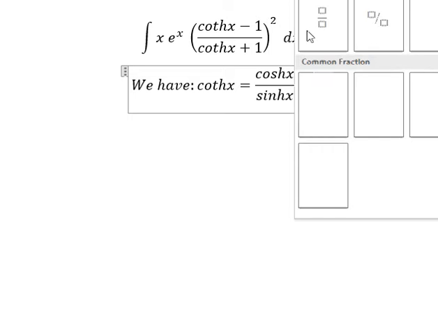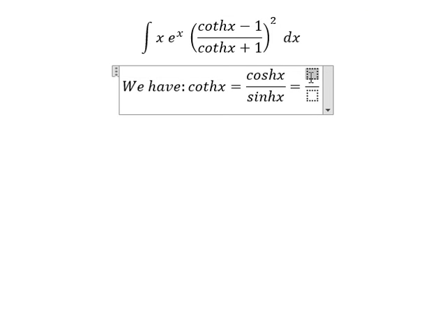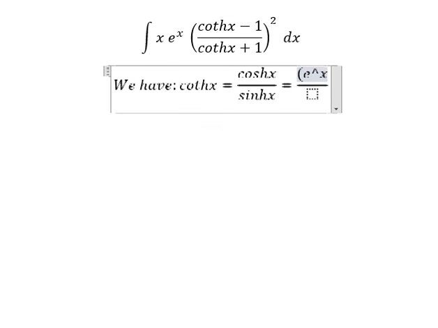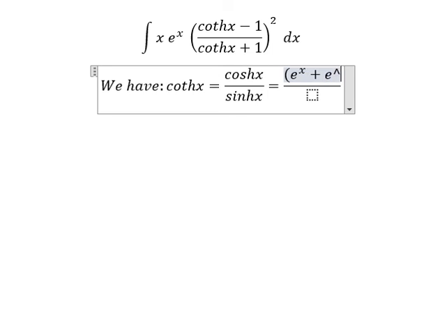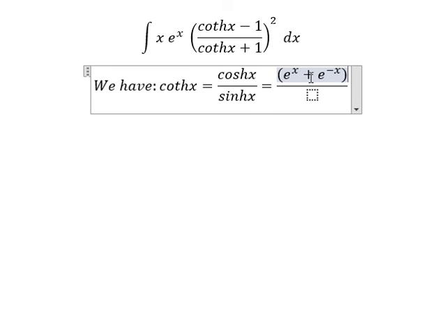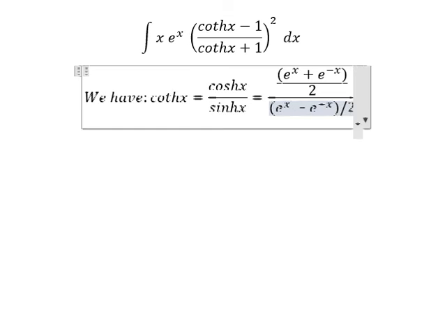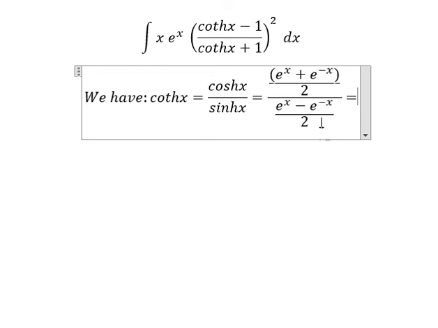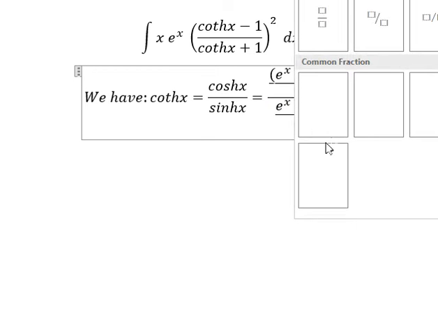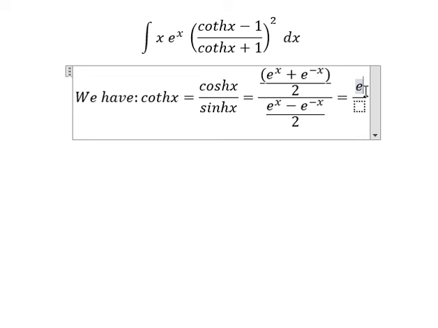And we need to know that cos x is e to the power of s plus e to the power of negative s over number 2. And this one, we have e to the power of s minus e to the power of negative s over number 2. And now we simplify the number 2 in here. And we have like this.